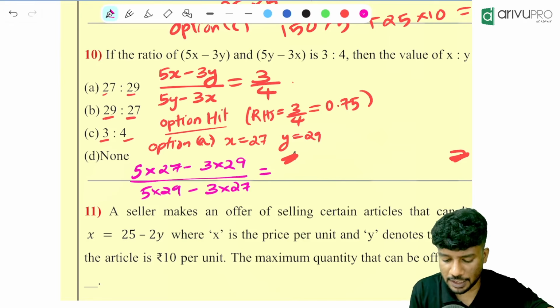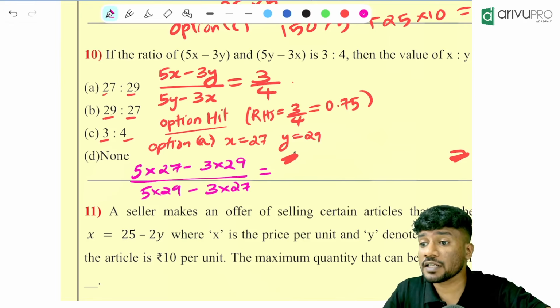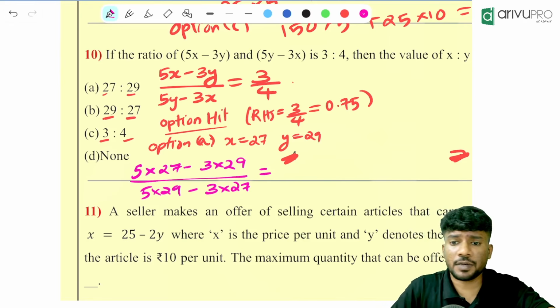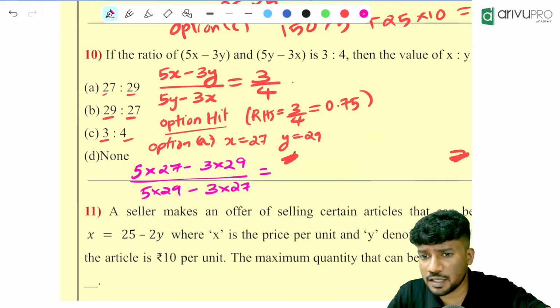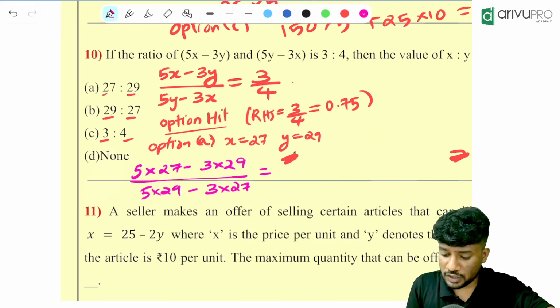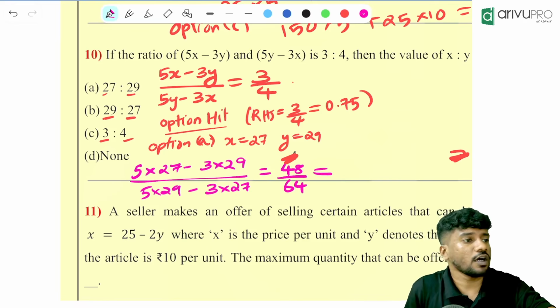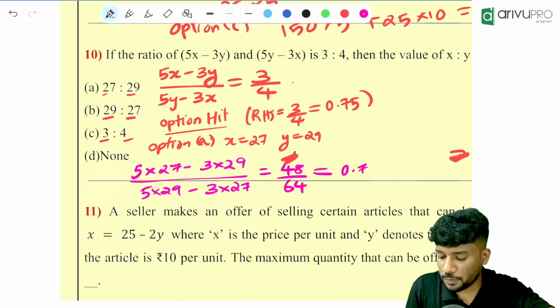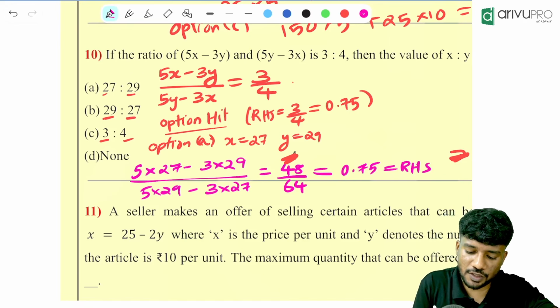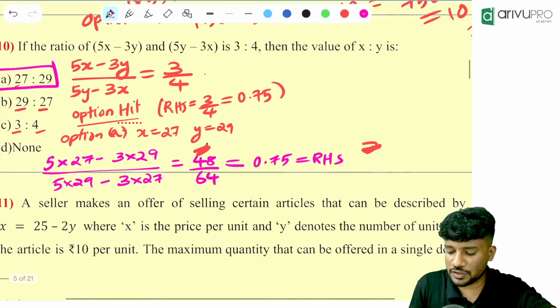Everyone do it for me in the calculator. Find the numerator and denominator, then click MRC and get me the answer. Divide and get me the answer. 48 divided by 64 is coming. How much is it, people? 0.75, which is equal to your RHS. So which option is your answer, people? Option A is your answer.